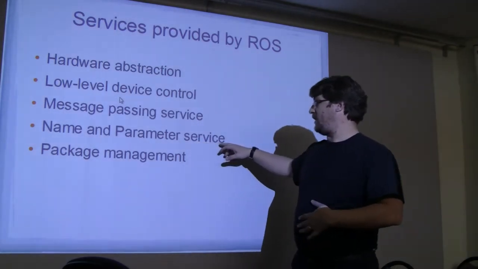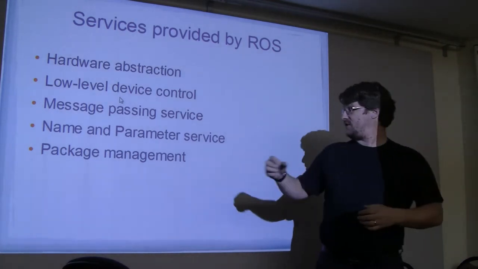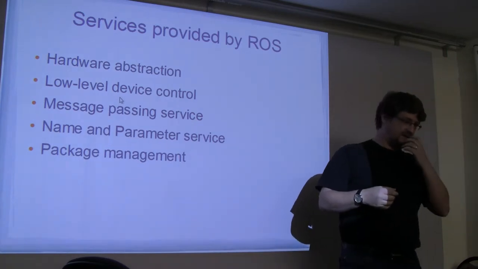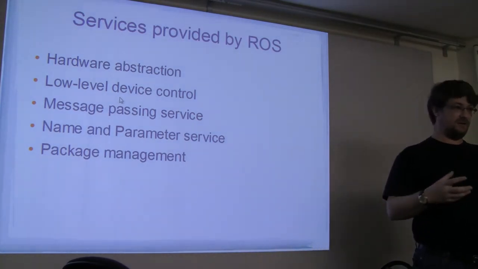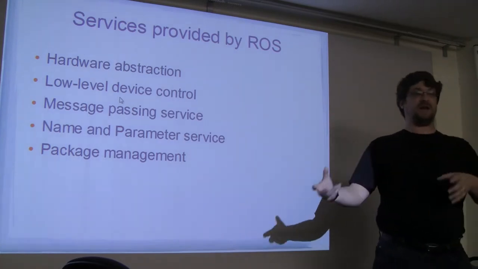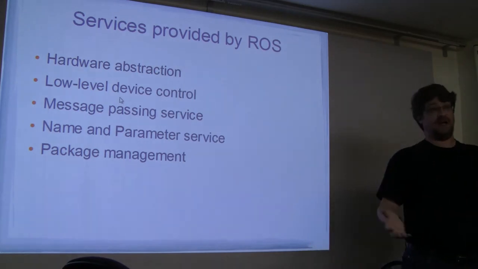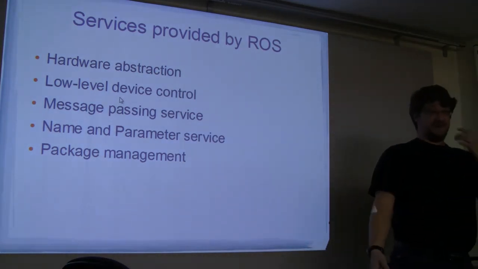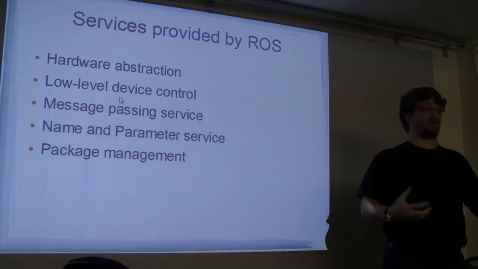The name and parameter service, what it is, is really ROS core. Its idea is, an example today is on the internet, you go and type in www.google.com. Your browser knows where to go because it talks to a service, DNS, that tells it where it's located, where to go get its information. There are some base ports that are standard for it. Well, ROS core does that for you.